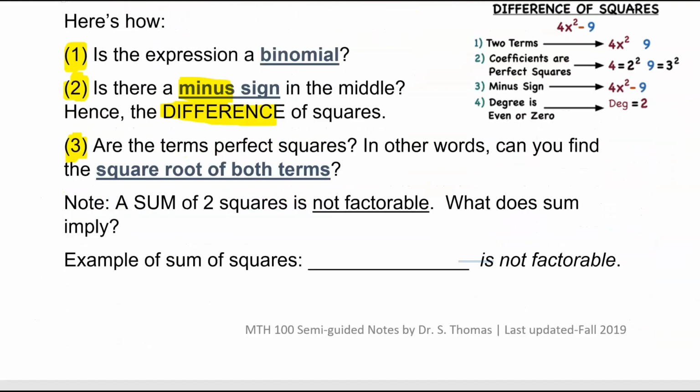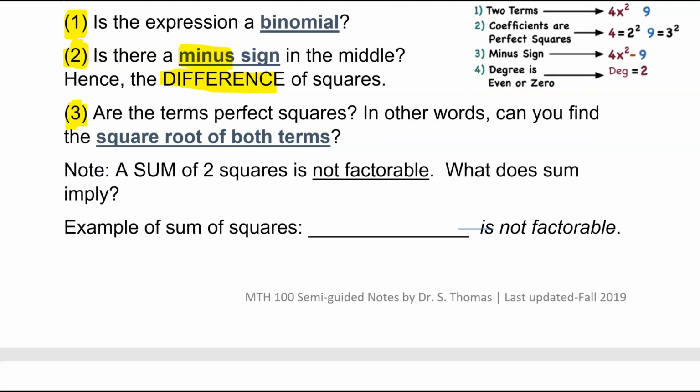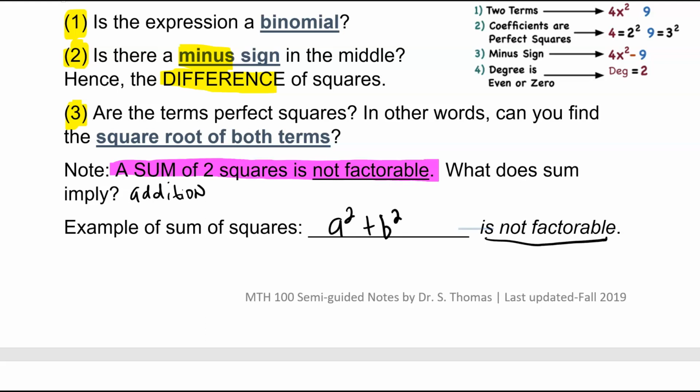All right. Before we move on, a quick note is that a sum of two squares is not factorable. And what does sum imply? It means addition. So a difference of squares is factorable, but something like a squared plus b squared is not factorable.